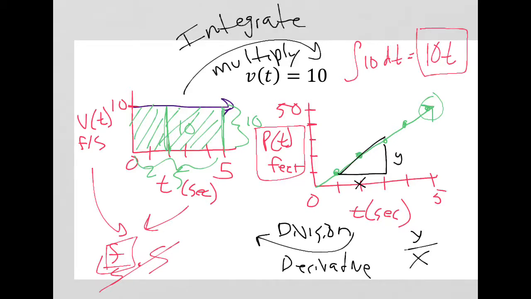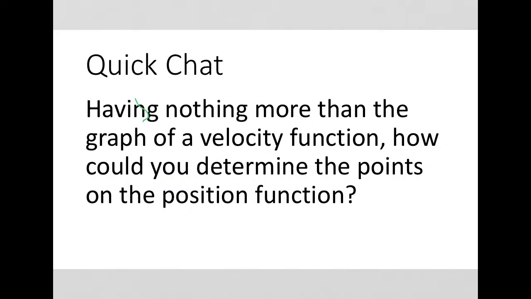So again, the process of differentiating or taking a derivative, you're really just dividing, and the process of integrating, finding an antiderivative, you're really just multiplying. So don't let it get any harder than that. Well, okay. So if you have nothing but a velocity graph for a function, you could figure out those points by finding the area underneath the curve.